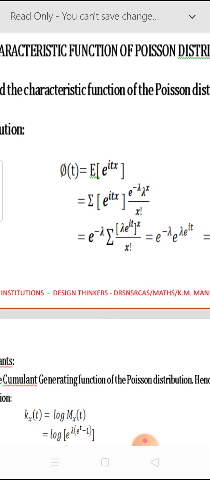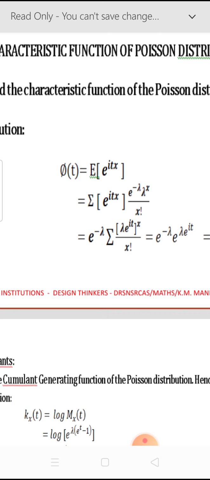We know that expectation of x is equal to summation x into probability of x. So here instead of x we are having e power itx. Applying the formula, you get the characteristic function phi of t equal to summation, x is replaced by e power itx into p of x. P of x is nothing but e power minus lambda, lambda power x by x factorial. So in the terms you take e power minus lambda outside, and e power itx into lambda power x can be written as lambda into e power it the whole power x by x factorial.